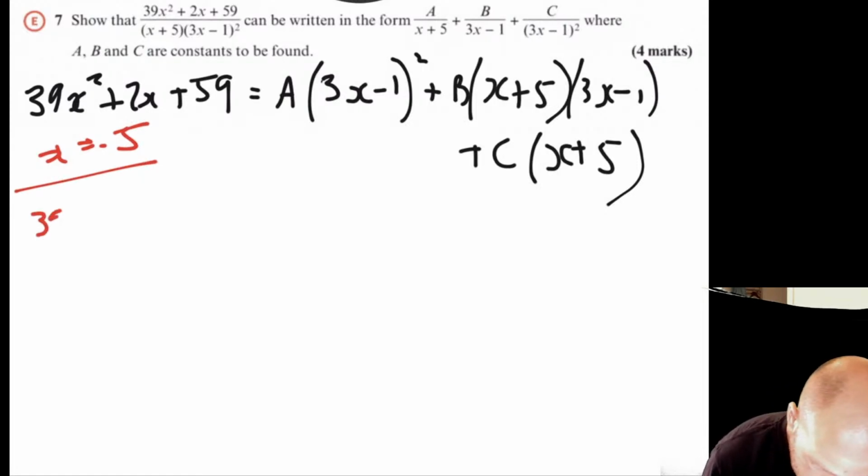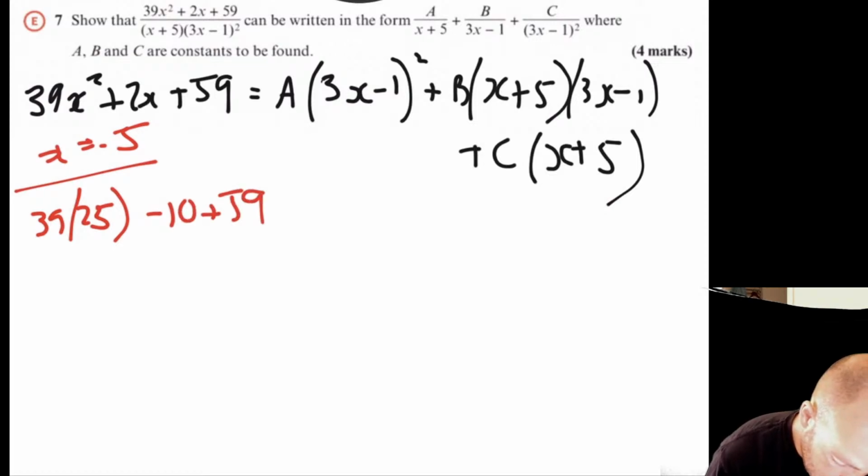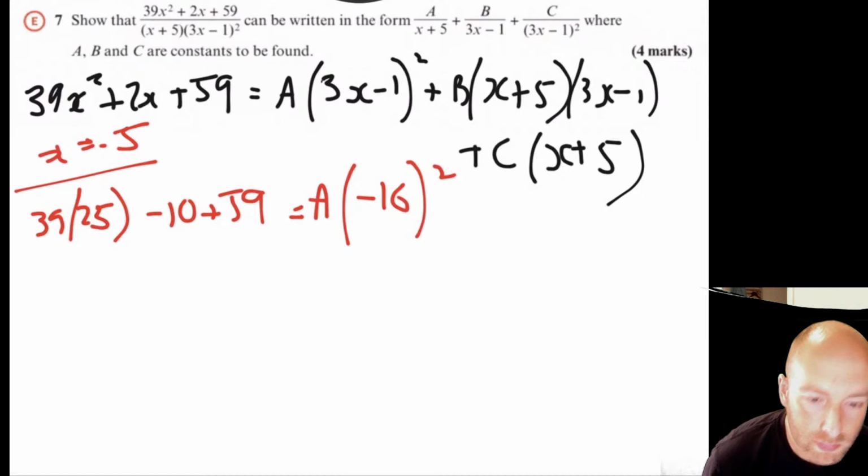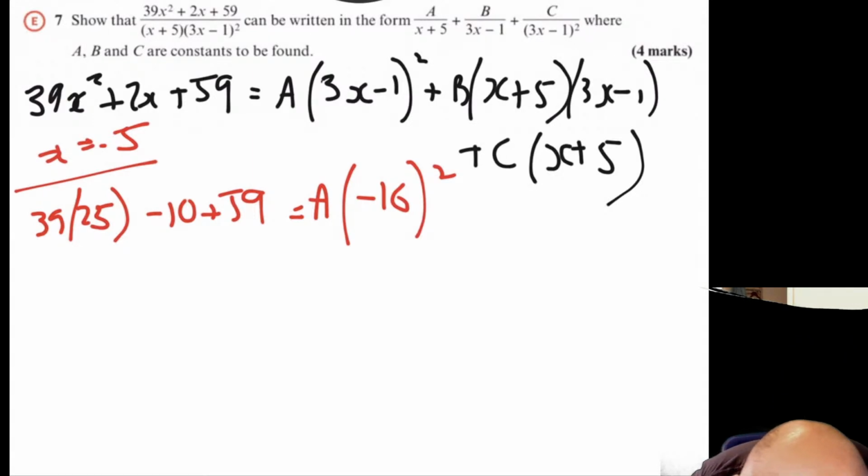So we get 39 times 25 minus 10 plus 59 equals, everything cancels apart from the A term, so we get minus 16 all squared. Then we get A is 4.